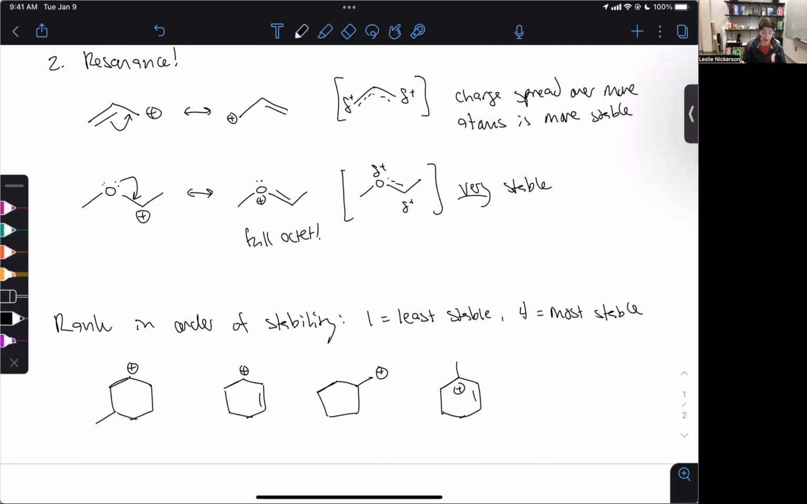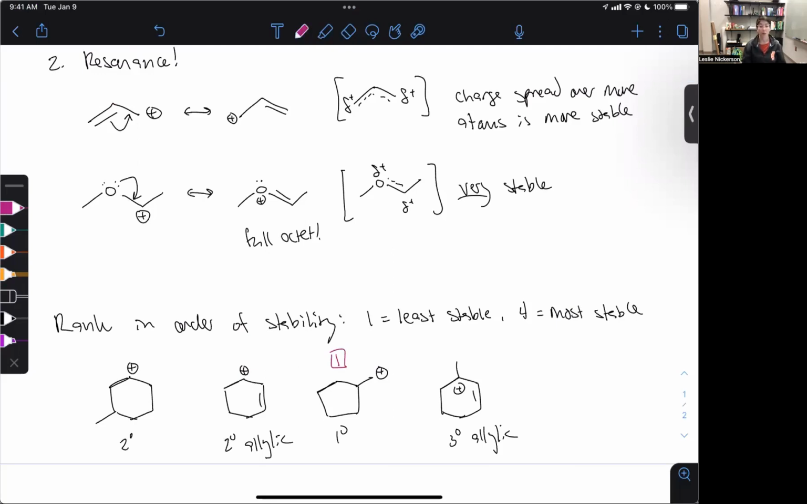I'm going to name these all off first. This is a secondary carbocation. This is secondary and allylic. This is primary, and this is tertiary and allylic. So just by naming them, you can pretty much already figure out their rankings. The primary carbocation is by far the least stable, so that one's going to get a 1.